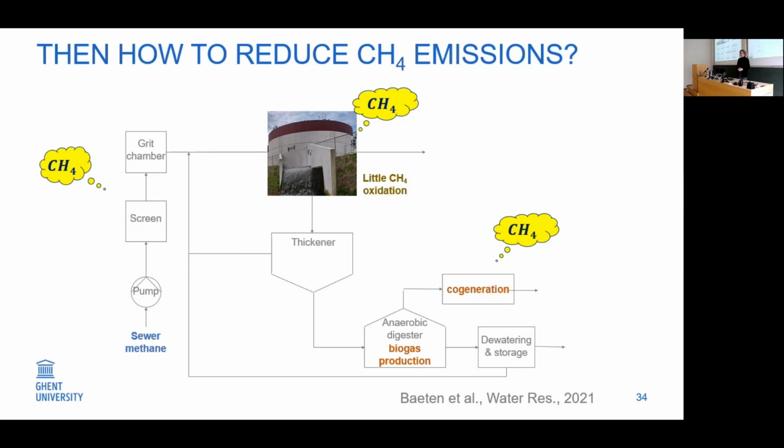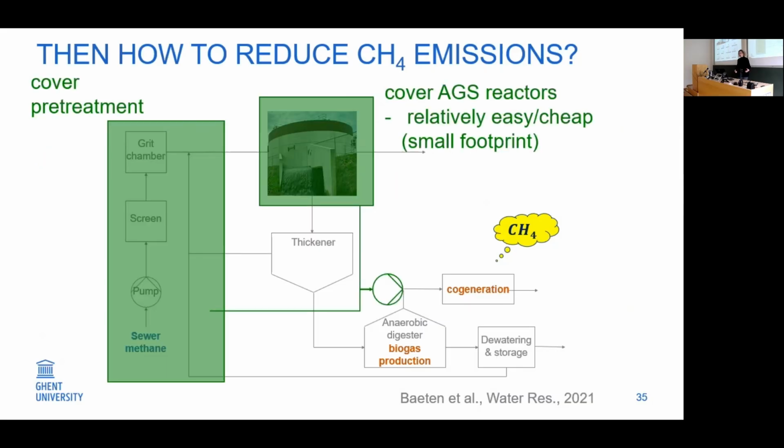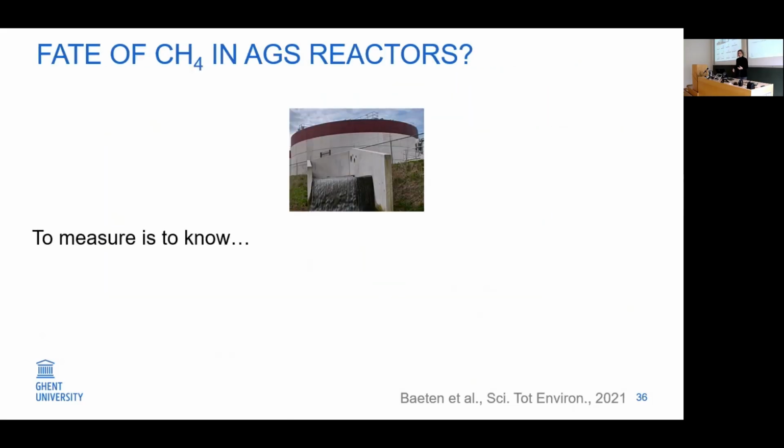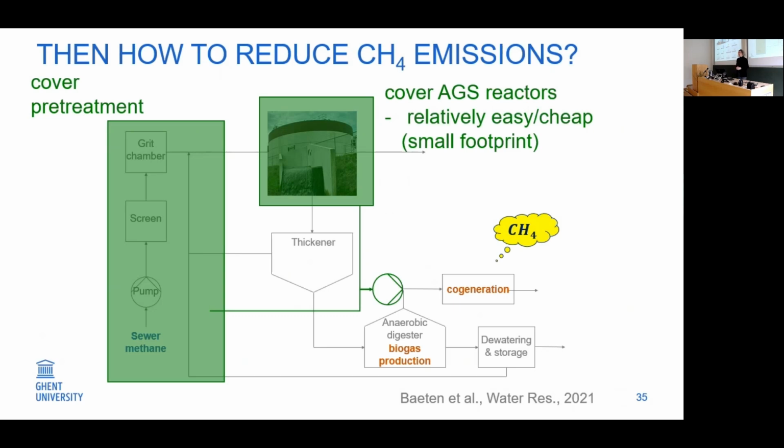So what should we do then? How to reduce the methane emissions? Well, what we can do is cover the pretreatment units. What we can do is cover the reactors itself. This is easier to do for aerobic granular sludge systems than for conventional wastewater treatment systems because they have a relatively smaller footprint. And then with that air, you could feed that air containing methane, for instance, to the cogeneration unit and use it as combustion air there. That could be an option.